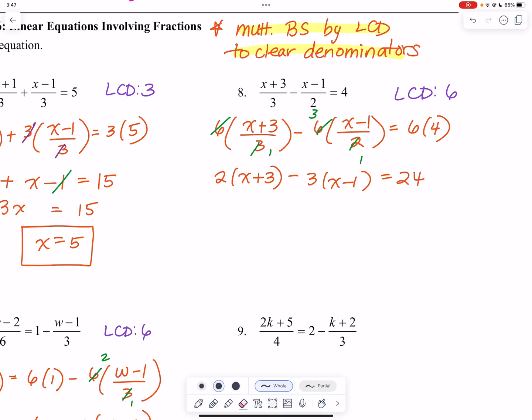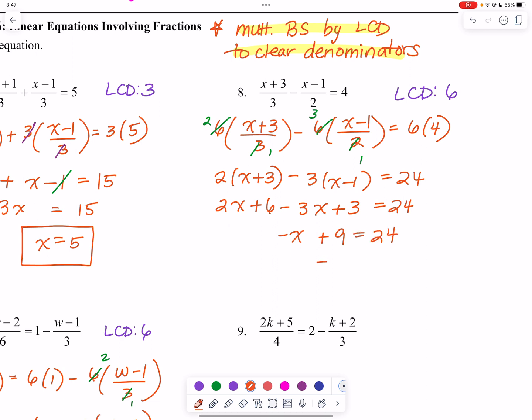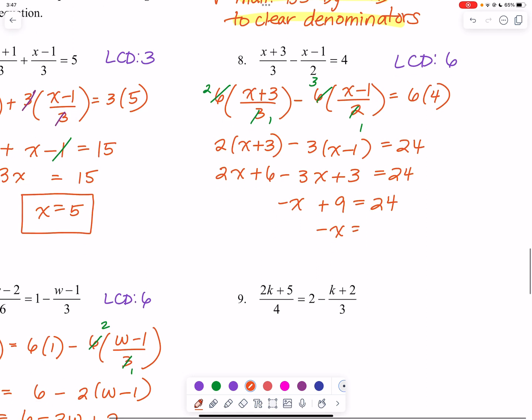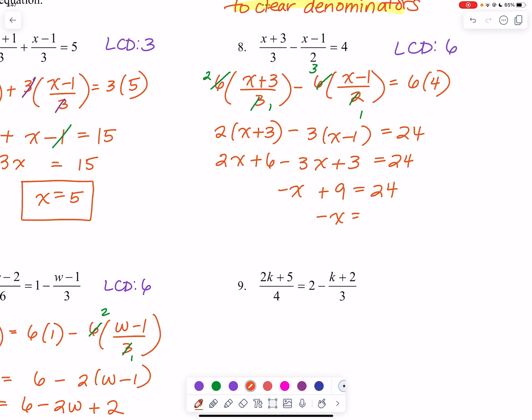I need to fix that too. And let's go ahead and distribute that 2 and then distribute that 3. We will combine like terms. And 24 minus 9 is a 15, and x is equal to negative 15.